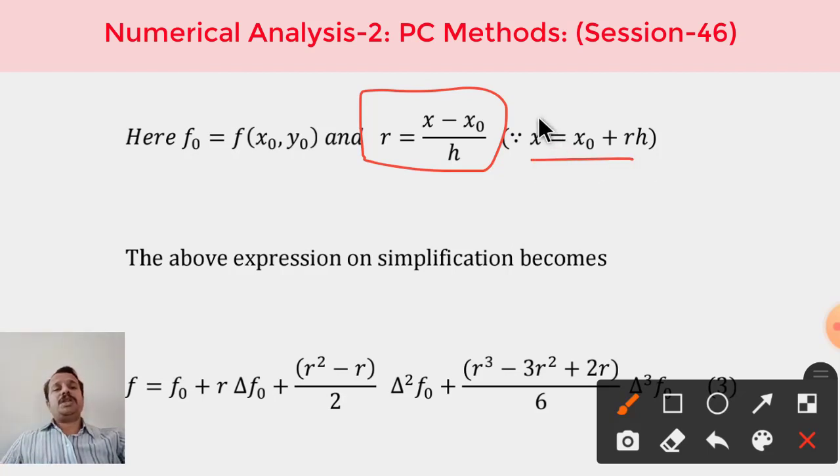We know that the general point is x, the variable is x. In the interpolation, we take it as x naught plus rh. So you transfer this x0 to this side, it will become r equals x minus x naught divided by h. So it is now the value of r. So this r is now going to become the new variable.